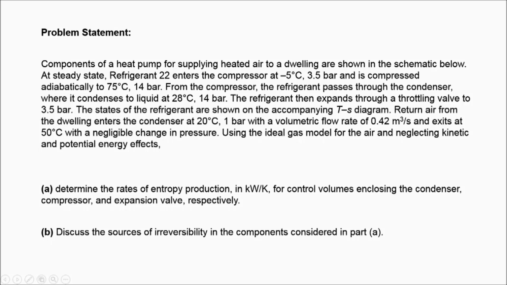Return air from the dwelling enters the condenser at 20 degrees C and 1 bar with a volumetric flow rate of 0.42 cubic meters per second and exits at 50 degrees C with a negligible change in pressure. Using the ideal gas model for the air and neglecting kinetic and potential energy effects, A. Determine the rate of entropy production in kilowatt per Kelvin for control volumes enclosing the condenser, compressor, and expansion valves respectively. And B. Discuss the sources of irreversibility in the components considered in Part A.